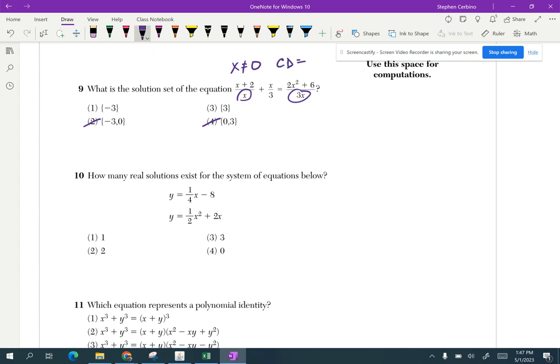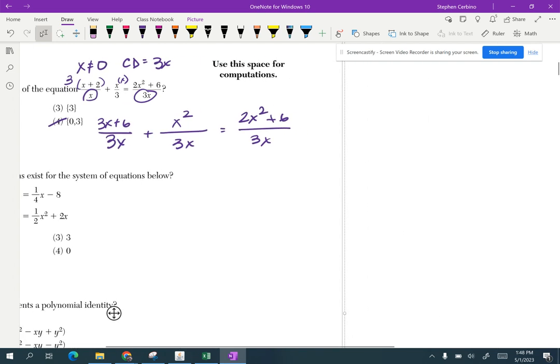Also, my common denominator is going to be 3x. So I want to make every single fraction have a denominator of 3x. The last one already had that common denominator, so I'm going to leave it as is. The first fraction had the x, but not the 3, so I have to multiply this numerator by 3, which can make 3x plus 6. This one didn't have the x, so I have to multiply this by x, so that's going to make this x squared. Well, now that I have a common denominator, I don't really care about the denominator anymore.